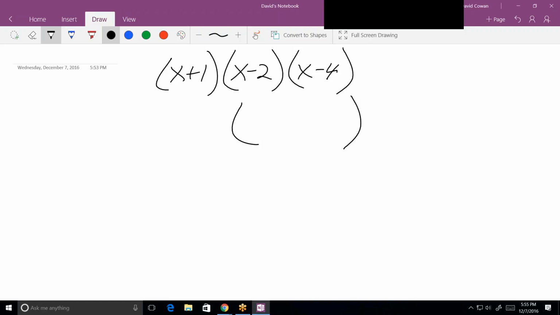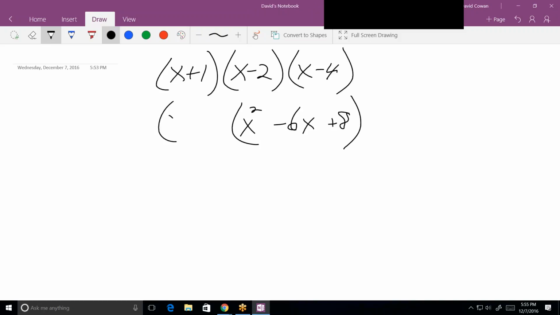FOIL those together, or multiply them. Okay. So x squared minus 4x minus 2x plus 8. And combine the 2 middle terms. So it'd be x squared minus 6x plus 8.